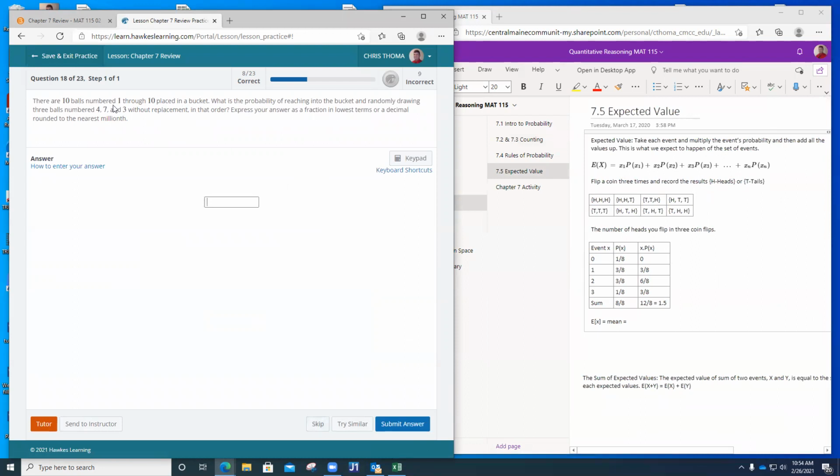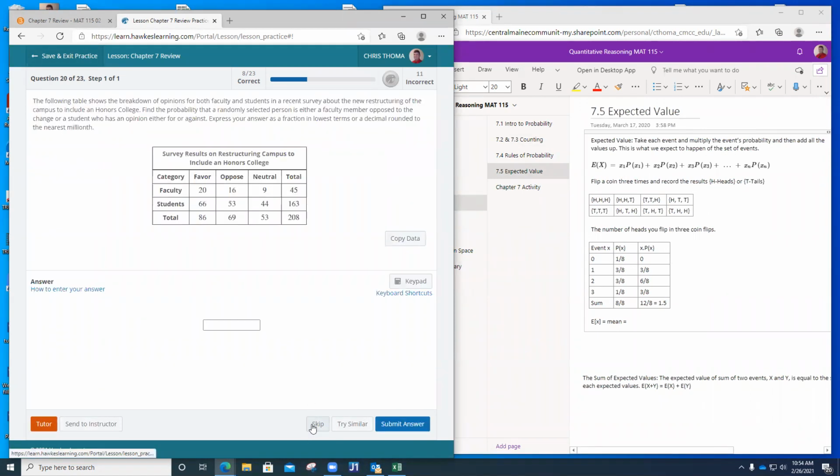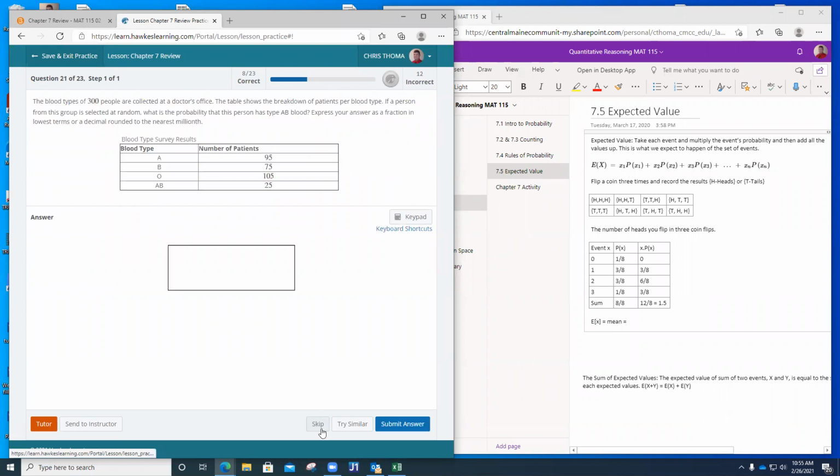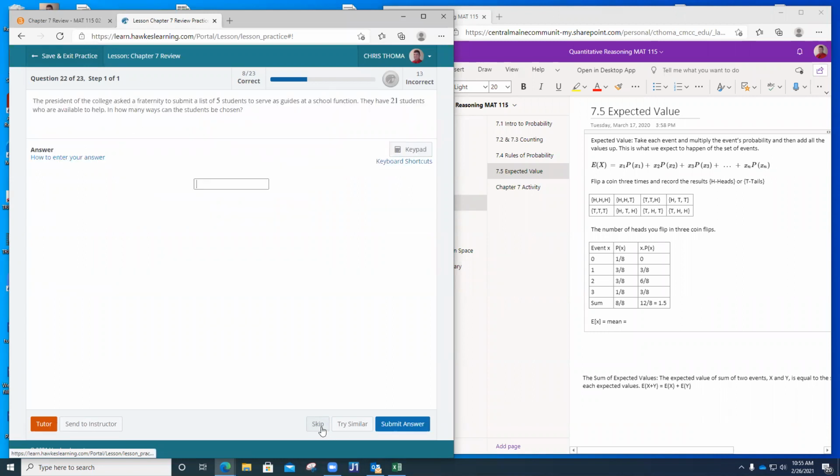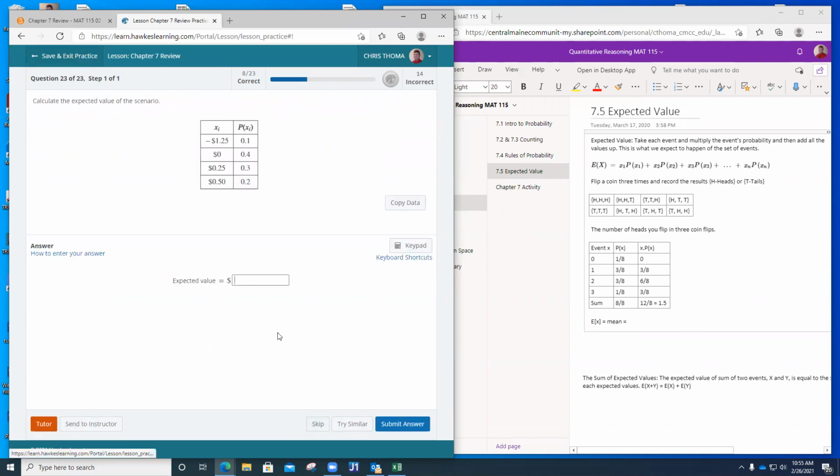Without replacement, okay, there's 1 through 10 in a bucket, probably reaching into the bucket and randomly drawing 3 balls numbered 4, 7, 3 without putting them back in. So this is like the card one where you count down. Here is another committee. So this looks like a permutations problem, and then another table, another table. Now, this is just like how many ways we can seat people in the front of the class, and then finally another expected value. So a lot of repeats, kind of the same concepts.